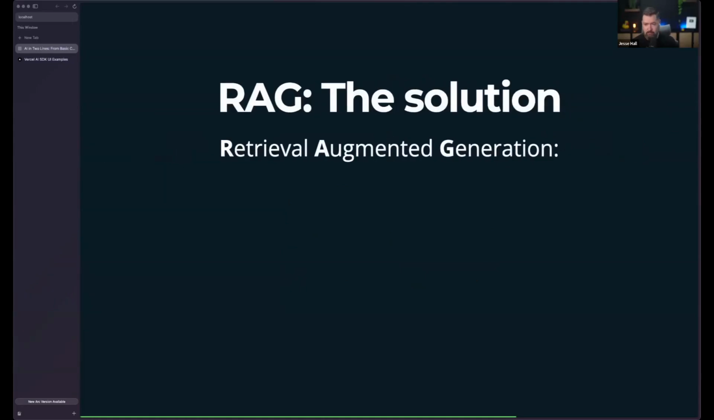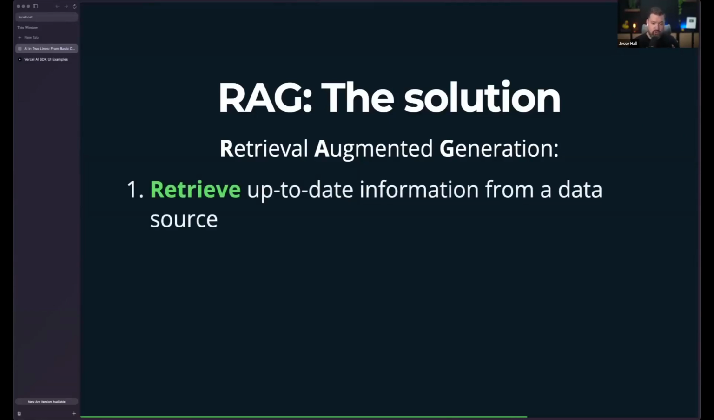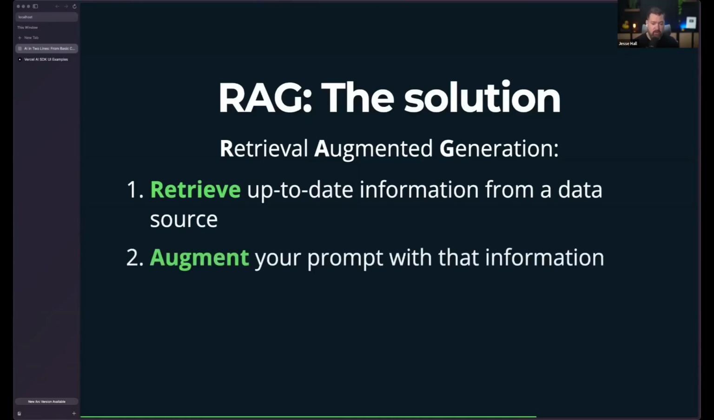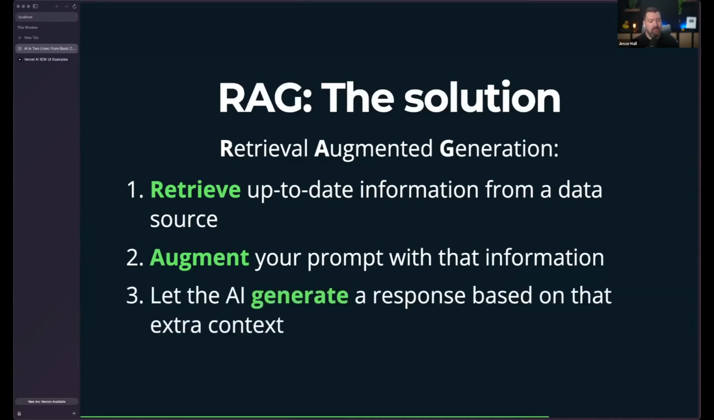And you've probably heard of RAG before, retrieval augmented generation. If you haven't, this is going to be the most simple explanation that you've ever heard. There's talks that focus on just this for the entire talk, but it is actually a very simple way of going about solving these problems with these LLM models. And so first off, we retrieve up-to-date information from some authoritative data source. And then we augment our prompt with that information. We add that into the context that we're giving the LLM. And then we let the AI generate a response based on that extra context. This is all RAG is. Very simple. Retrieve, augment, and then generate.